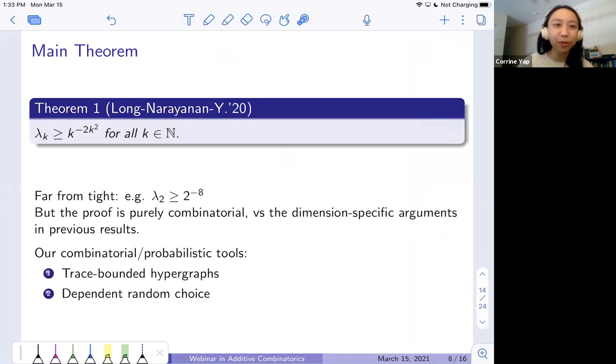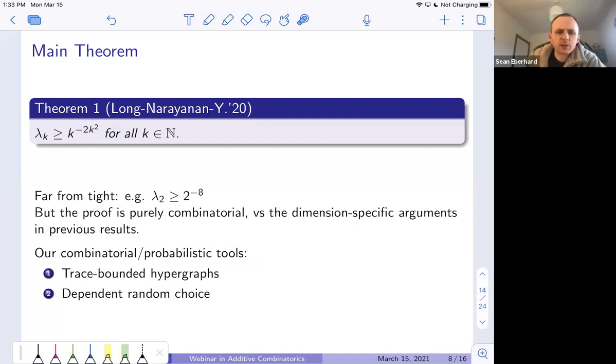So the main draw of the proof of this theorem was to eventually let go of the topology and the geometry underlying the arguments and just focus on combinatorial concepts. We're using 2 main tools. One is this notion of a trace-bounded hypergraph that I'll introduce, and the other is a well-known technique called dependent random choice, which I'll go over. I'm going to spend the rest of the time talking about the ideas that go into the proof and these specific tools. But before I do, are there any questions?